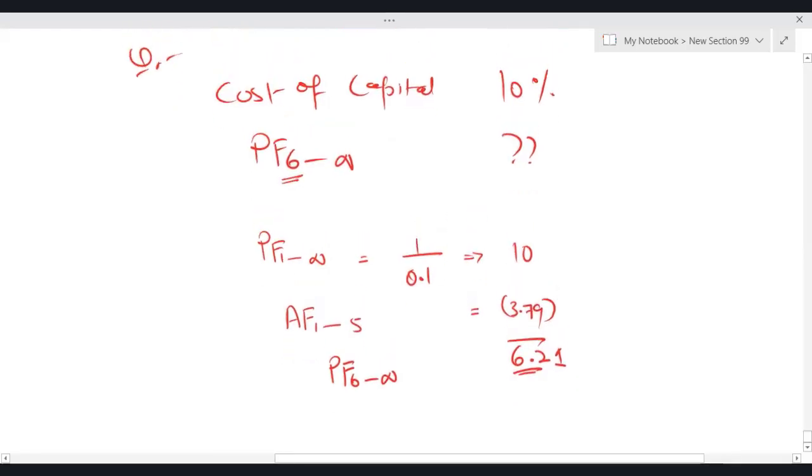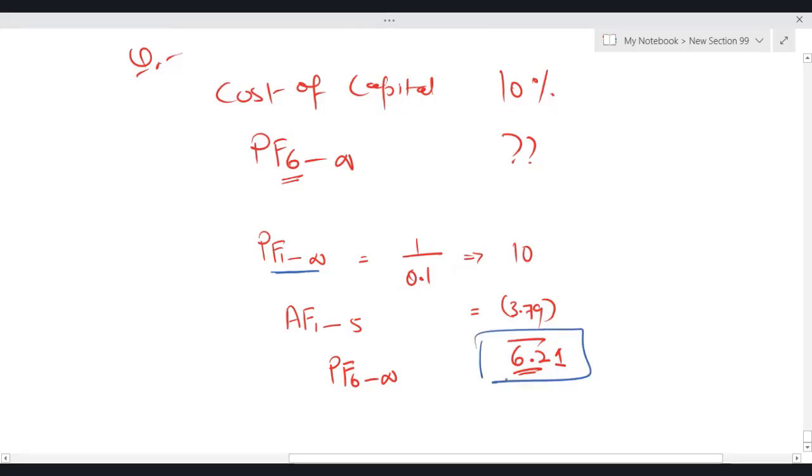How did we calculate this 6.21? Simply, first we have calculated the perpetuity factor from year 1 till infinity. After that, since we know that examiner has asked us to calculate perpetuity factor from year 6 till infinity, what we did? We simply deducted the annuity factor for the first 5 years so that we can get the result from year 6 till infinity. And this is the result.